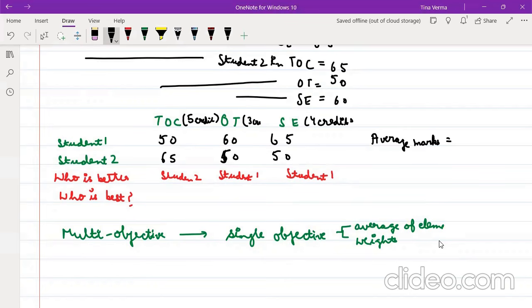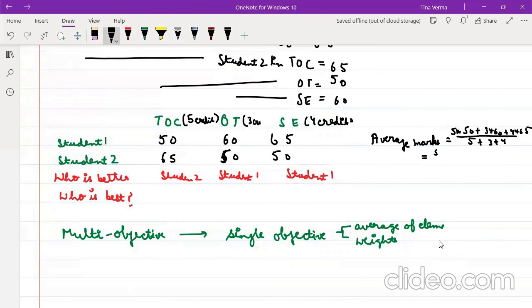अगर ये credit नहीं given होते, मुझे simple objective में करना होता तो मैं क्या करती? Just I'll add 50, 60, 65. I have 3 elements, divide by 3. So average marks will be, suppose I have credits of 5. That sometimes these credits here we are calling the weights, right? So the first objective carries the weight 5 credit. Second objective carries 3 credits. Third objective carries 4 credit weight. So 5 into 50 plus 3 into 60 plus 4 into 65, you have total weights 5 plus 3 plus 4, right?